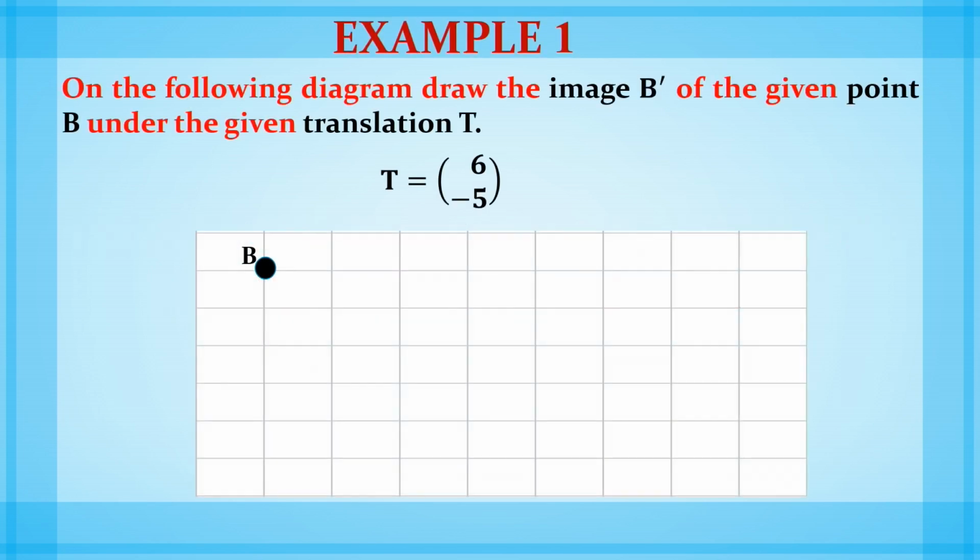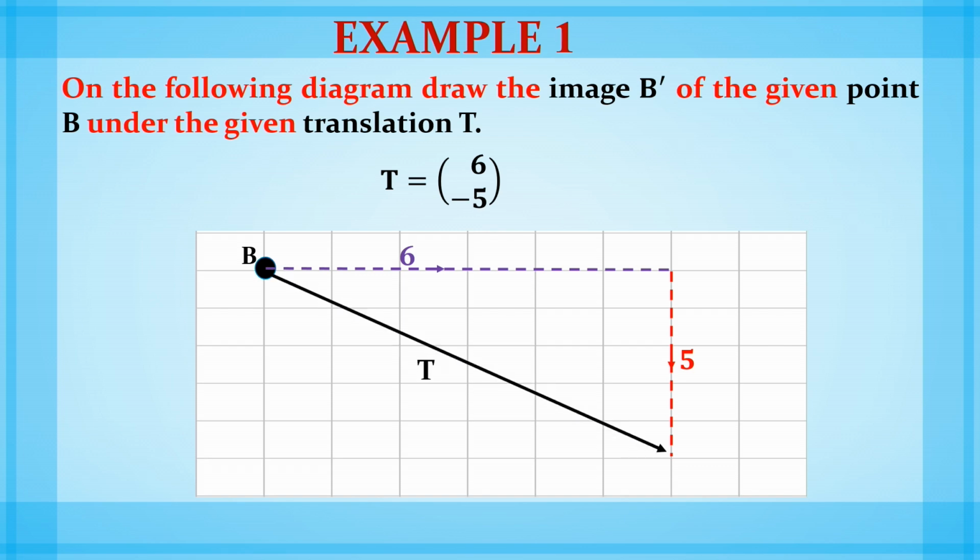In example 1, we have to draw the image B' of the given point B under the given translation T. Here, the translation T, having components 6 and -5, moves point B 6 units to the right, followed by 5 units downwards, thereby leading to the image B'.